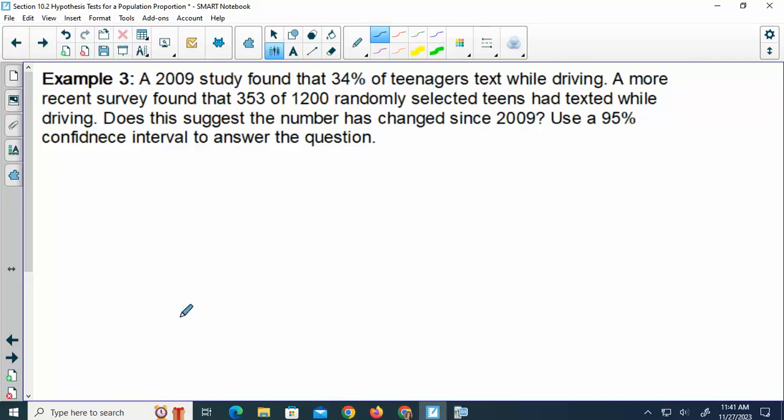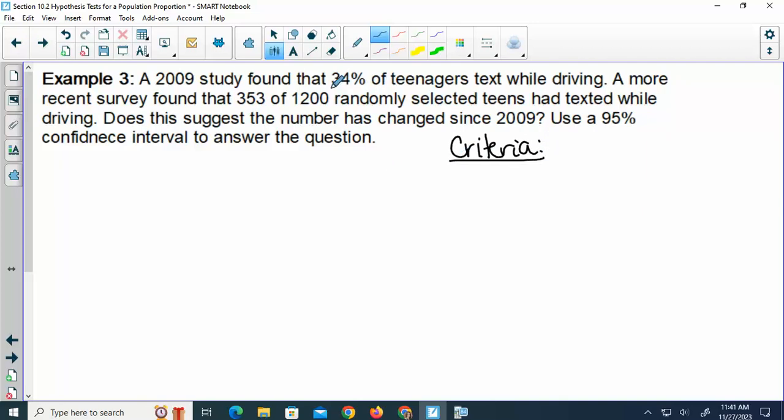Let's try one of those. A 2009 study found that 34% of teenagers text while driving. A more recent survey found that 353 of 1,200 randomly selected teens had texted while driving. Does this suggest the number has changed? Use a 95% confidence interval to answer the question. So first, let's check the criteria.